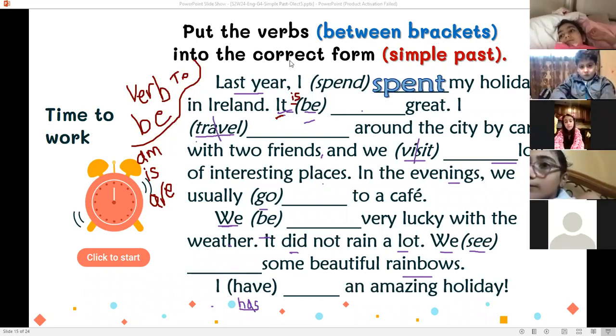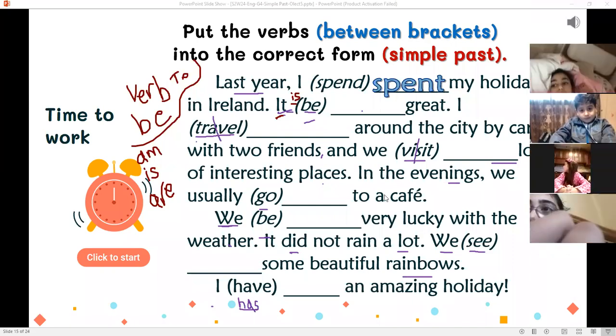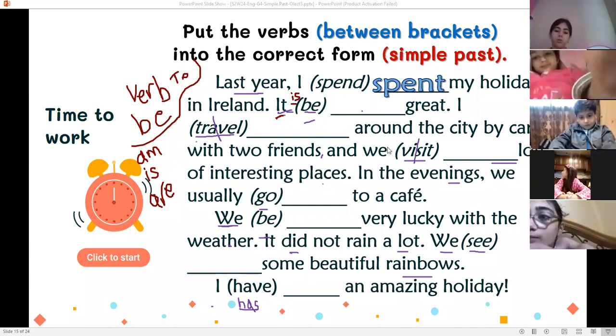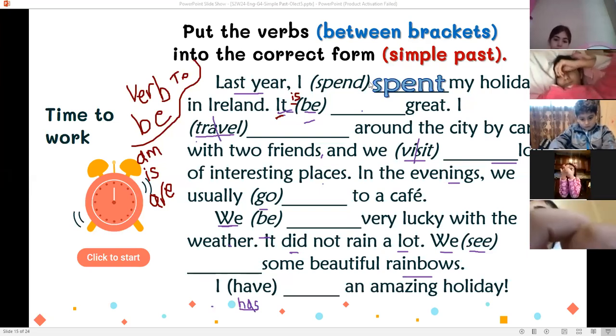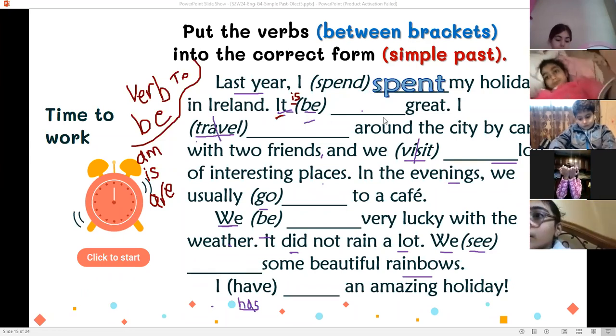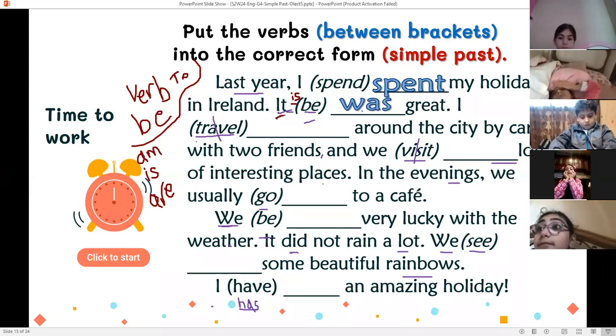Let me ask Fadl. Miss, I know. It's okay. Let me have Fadl. Yalla, Fadl. Yes, Miss. Yes, past of verb to be here. You have it be great. We need to put it in the past. It was great. Excellent. Yes, bravo. It was great. Thank you, Fadl.